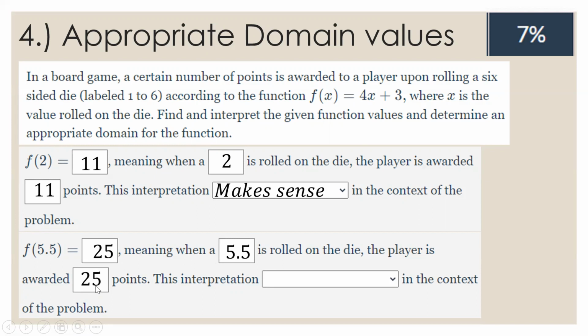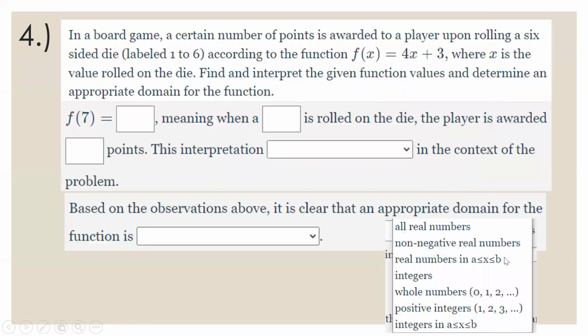However, have you ever had a die be 5.5? Have you ever rolled something and gotten a 5.5? Me neither. If you say you have, I don't think you have. This interpretation does not make sense. There's no 5.5 on a 6-sided die. Okay, so that's what that one means. All right, this was a 4-part question. So yet again, we have the same situation.